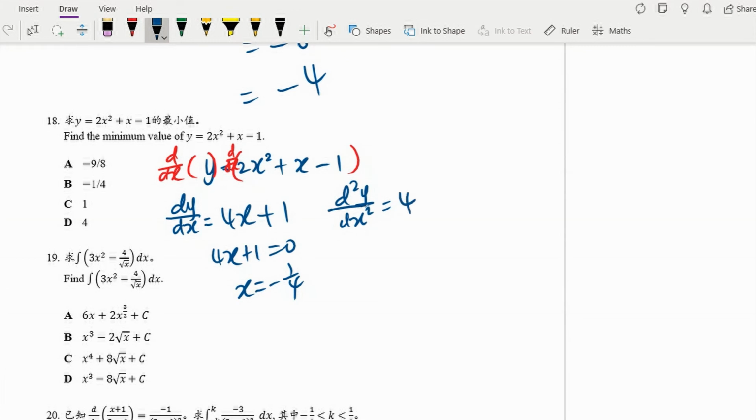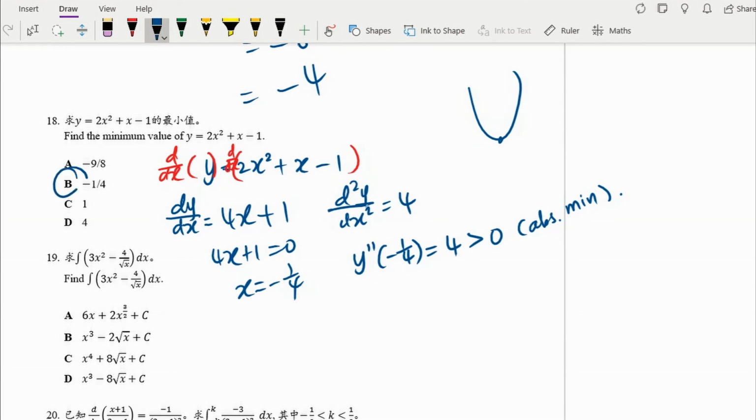So y double prime at negative 1 over 4 is 4, which is greater than 0, which means it is a minimum. It's actually a relative minimum, but since we know that the shape of this one is a parabola, it's an absolute minimum. And therefore the answer is negative 1 over 4, B. If you want to do it using completing the square, you should try it to revise, but I don't want to do it here. You do it yourself.